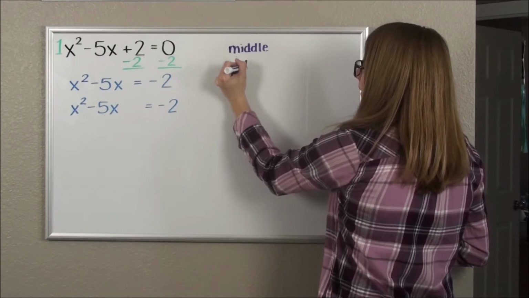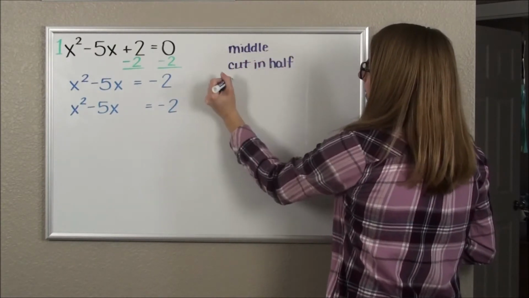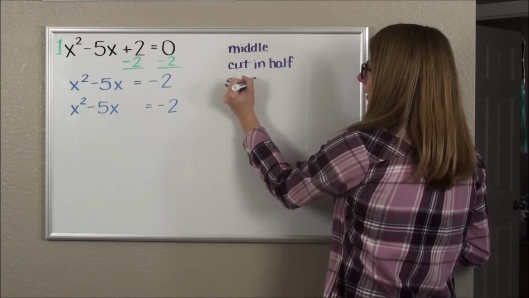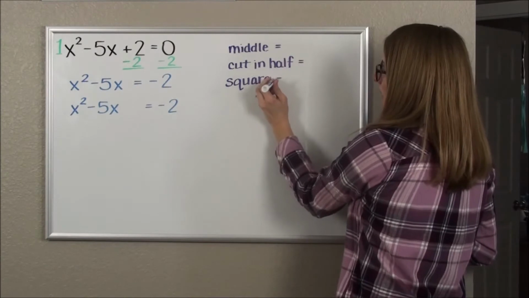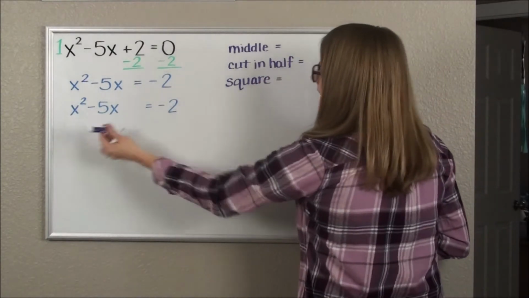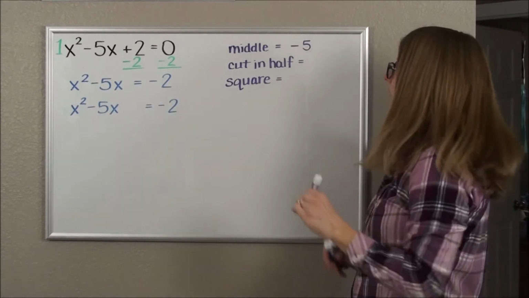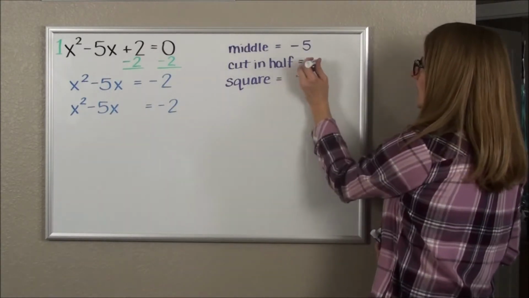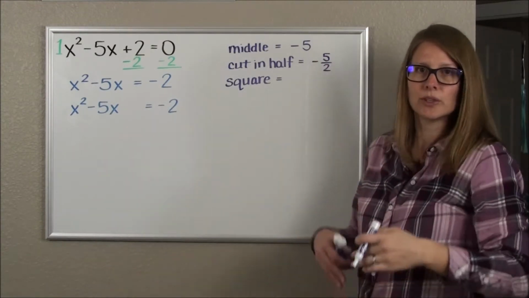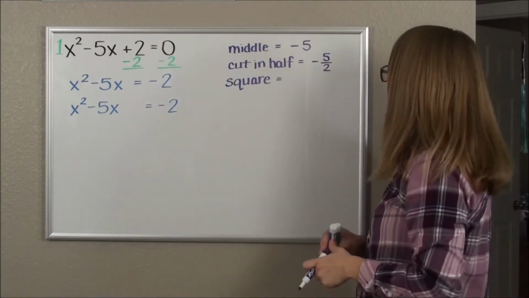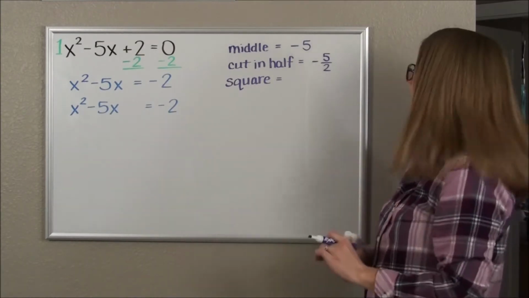Let's think about what we get when we cut it in half, and then we'll think about what happens when we square it. So when I look to the middle and see that coefficient on x, I see a -5. If I cut that number in half, let's not get fancy, let's just say -5 over 2. We won't use mixed numbers or decimals. Let's just leave it like that.